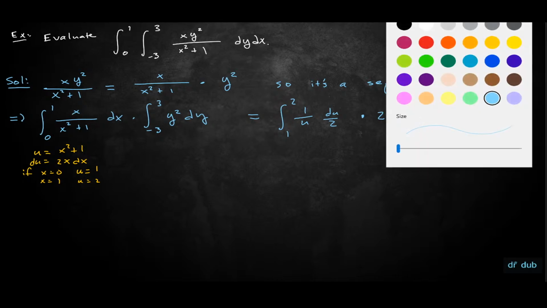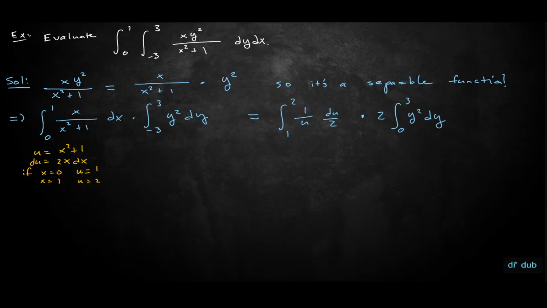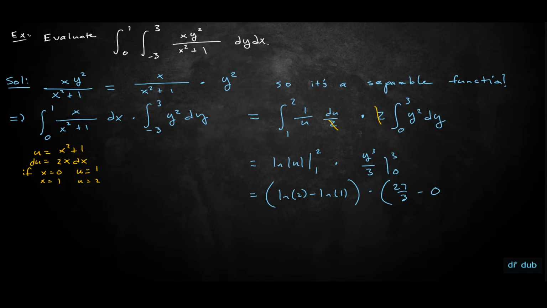And now, this is really nice, the 2's can cancel here. So don't even worry about the 2 anymore. This is going to be natural log of u, absolute value from 1 to 2, times y cubed over 3 from 0 to 3. So this is going to be natural log of 2 minus natural log of 1, times 27 over 3 minus 0.